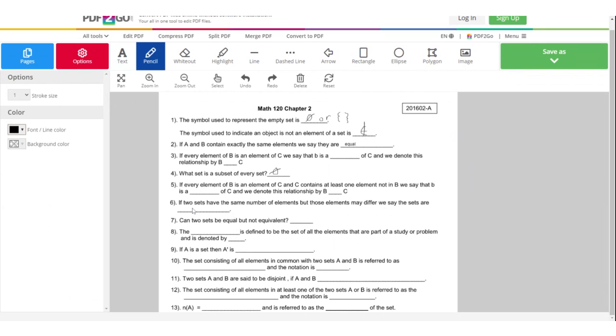All right, if two sets have the same number of elements, but those elements may differ, remember what that is? That's the equivalent thing. But they have the same number. Can two sets be equal, but not equivalent? No, they can be equivalent but not equal, but not the other way around. If they're equal, then they're going to be equivalent.